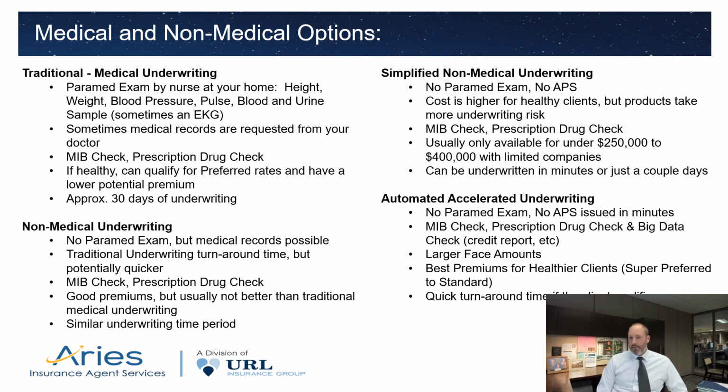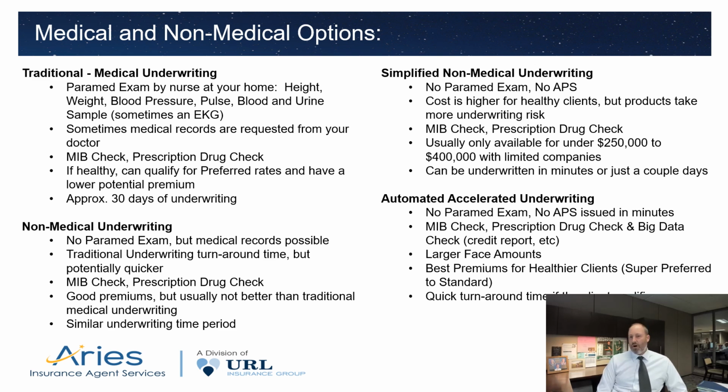Simplified non-medical underwriting: like non-medical underwriting, there's no paramed exam, but now they're not going to get medical records if needed. So there's no APS, no doctor records. This is generally going to be a little higher cost for healthy clients, but the products take more risk into them. They're still going to look at MIB checks and prescription drug checks, but they'll cap the death benefit, usually at about $250,000 to $400,000. These policies can be underwritten in minutes or just a couple of days.